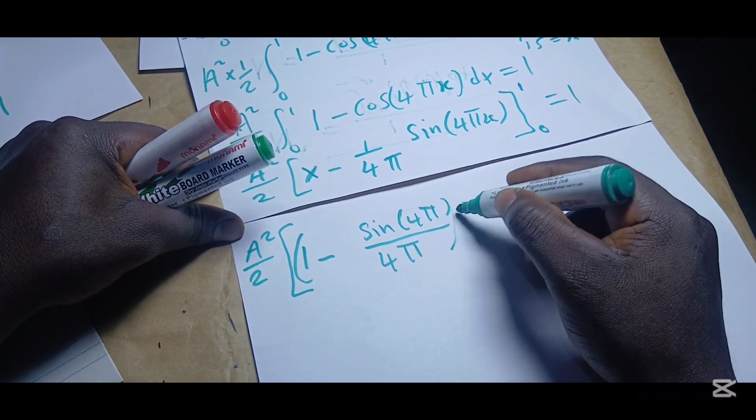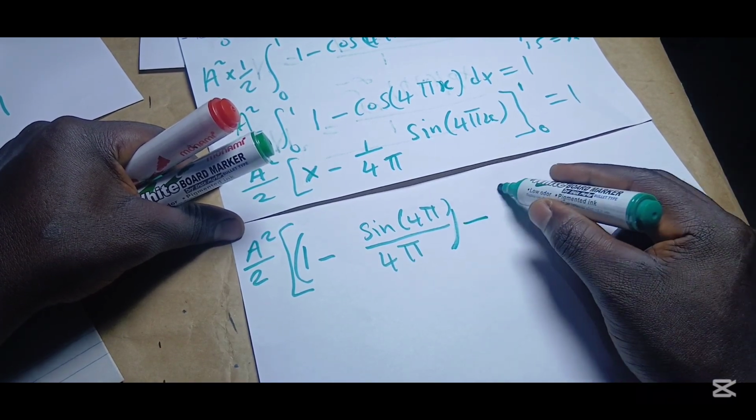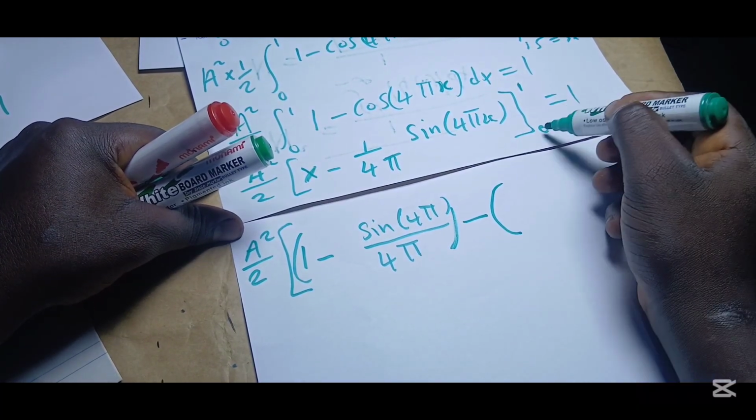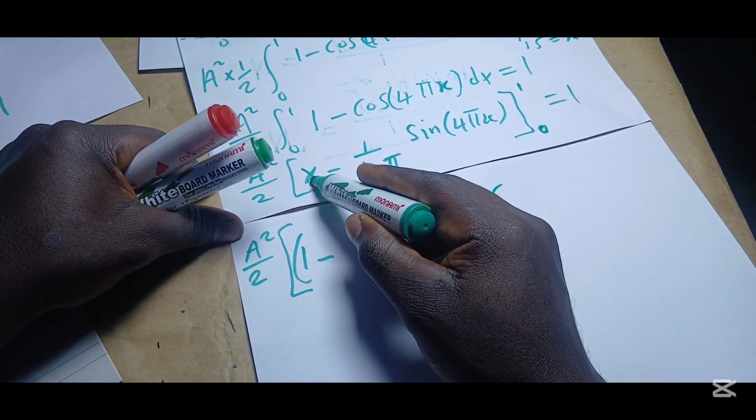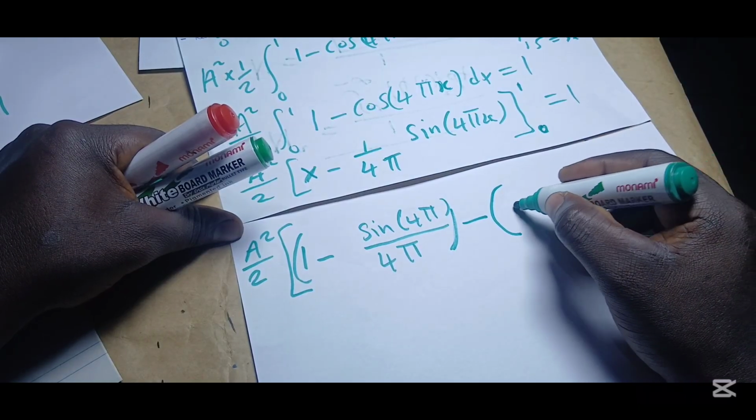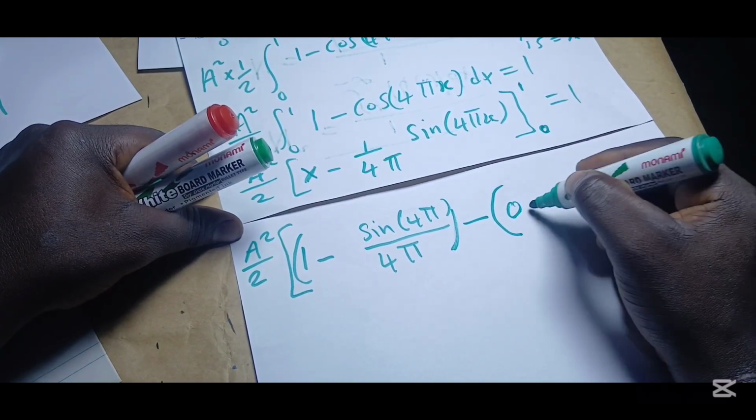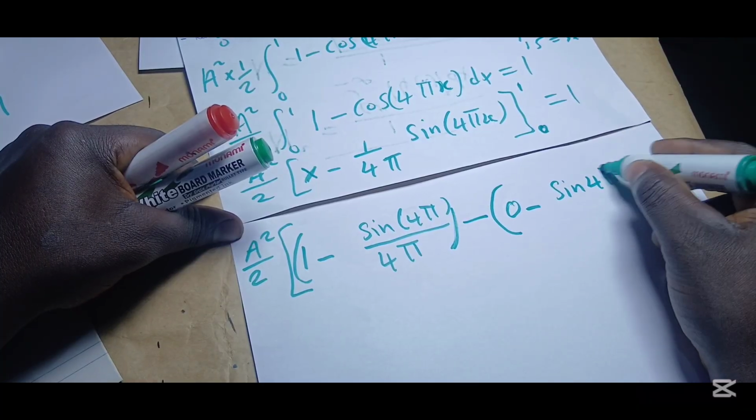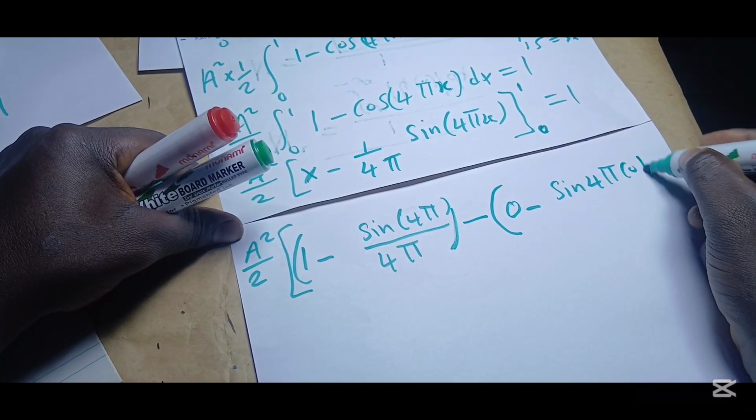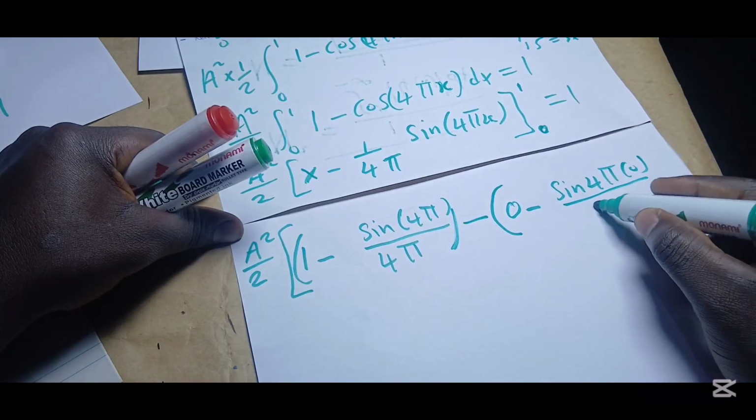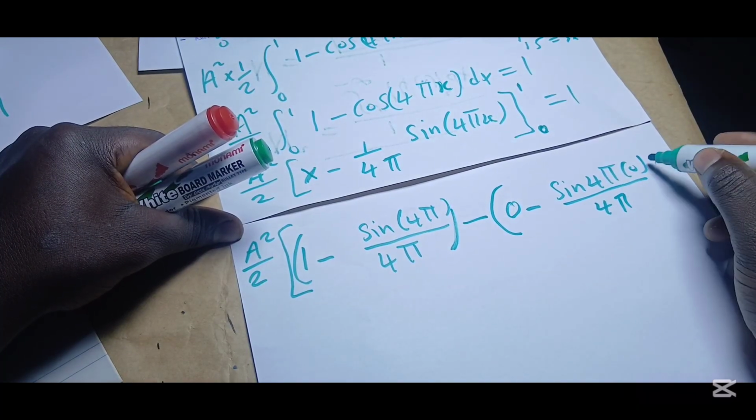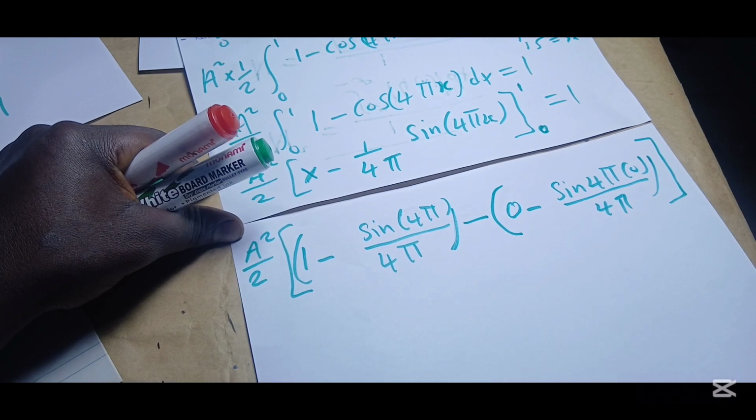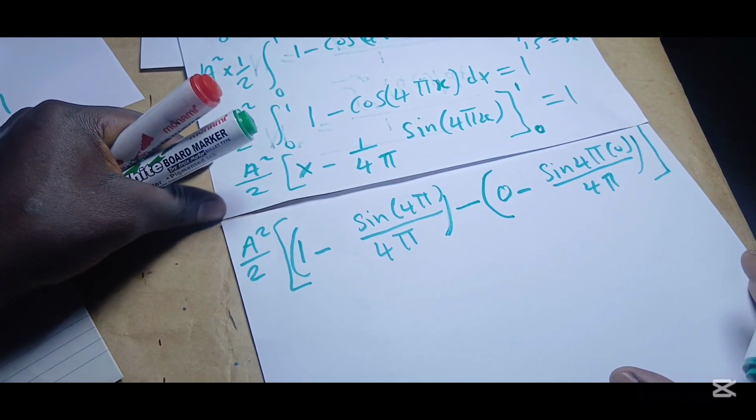Then minus, we now put in the lower limit. We subtract that from that. So putting in the lower limit, wherever we see x, we replace it by 0. So 0 minus sine 4 pi x here, which is 0, all over 4 pi. They are all multiplying a squared over 2.